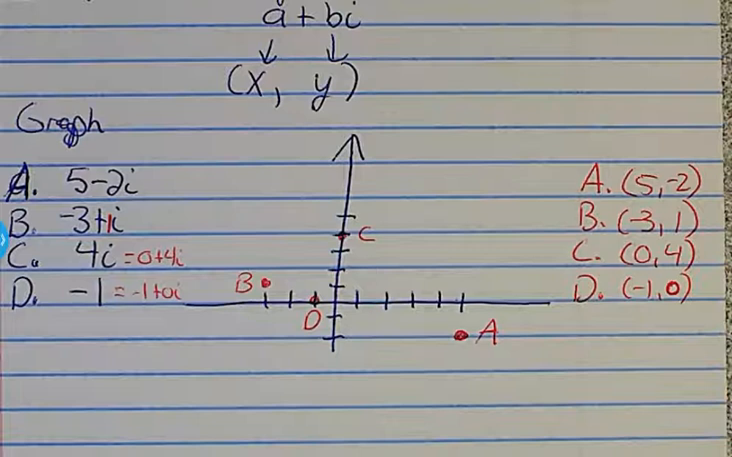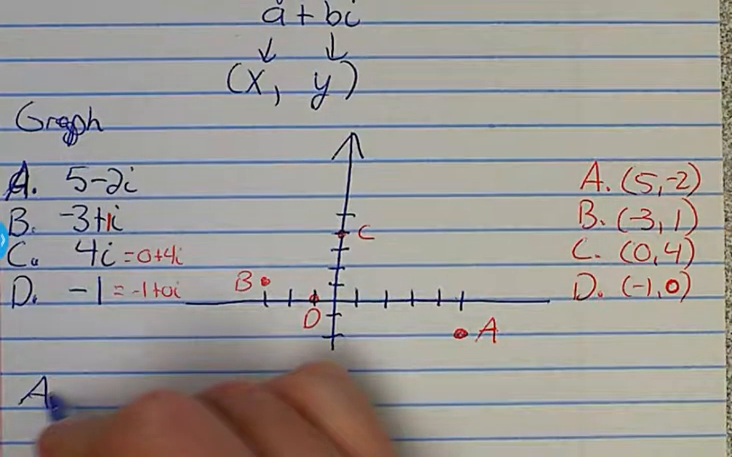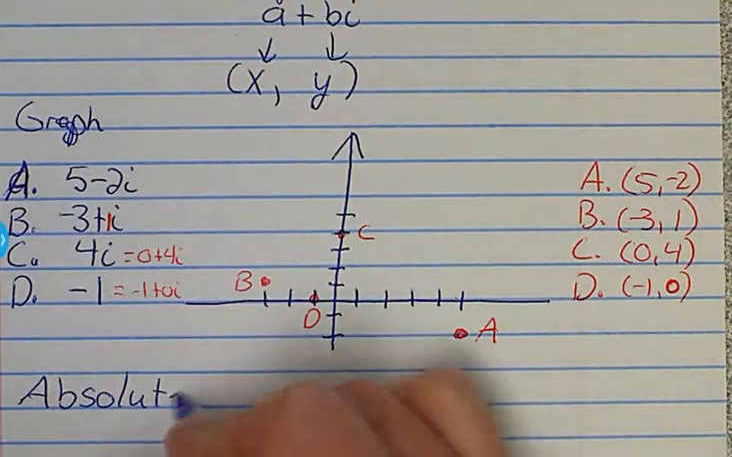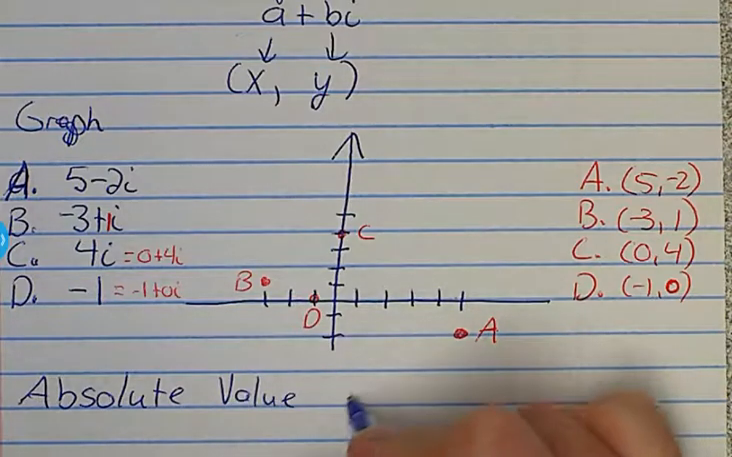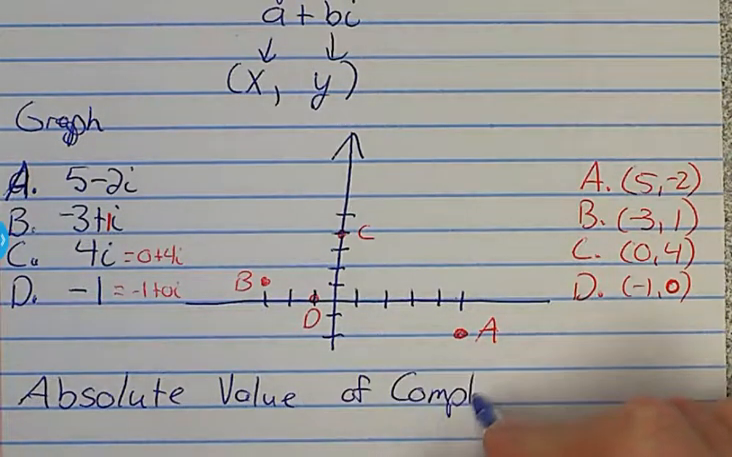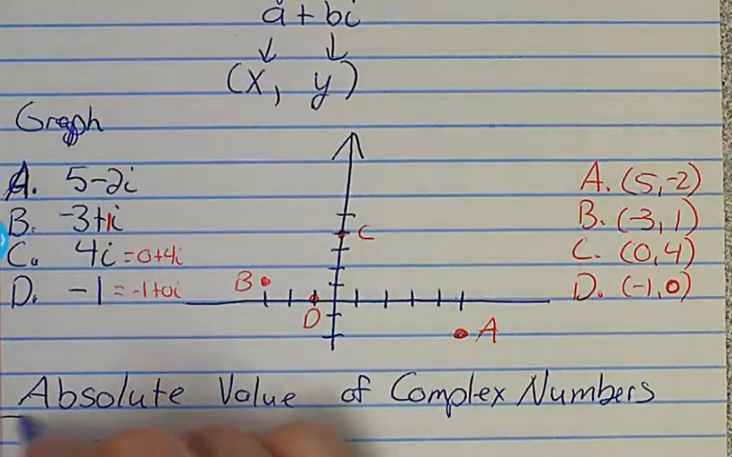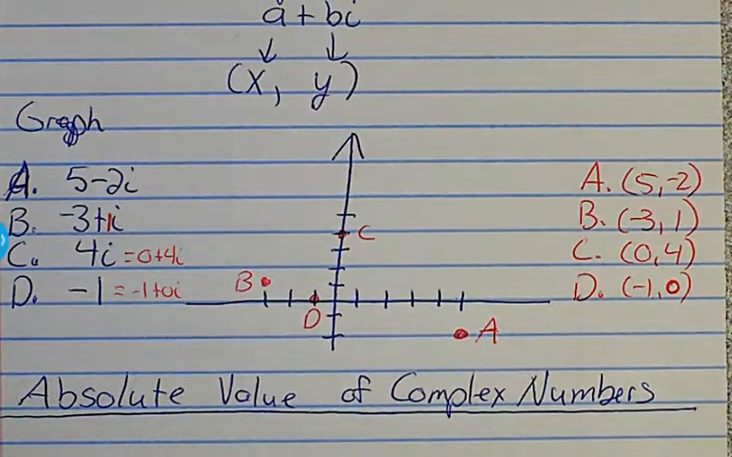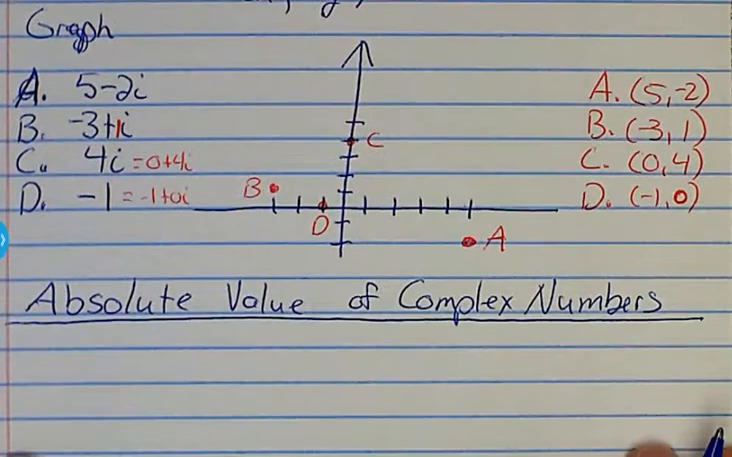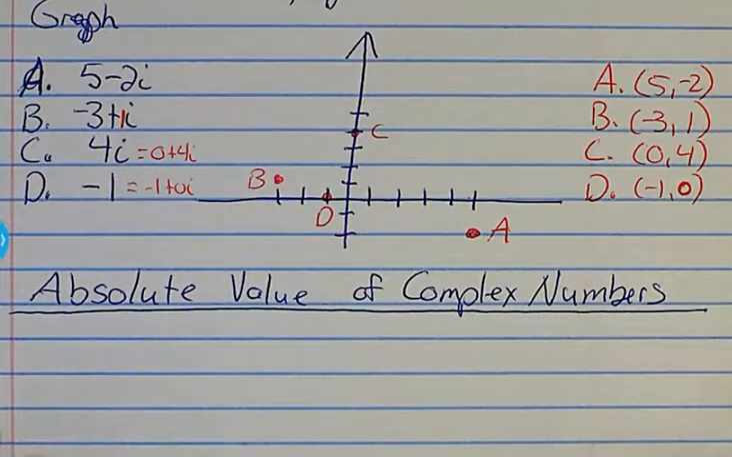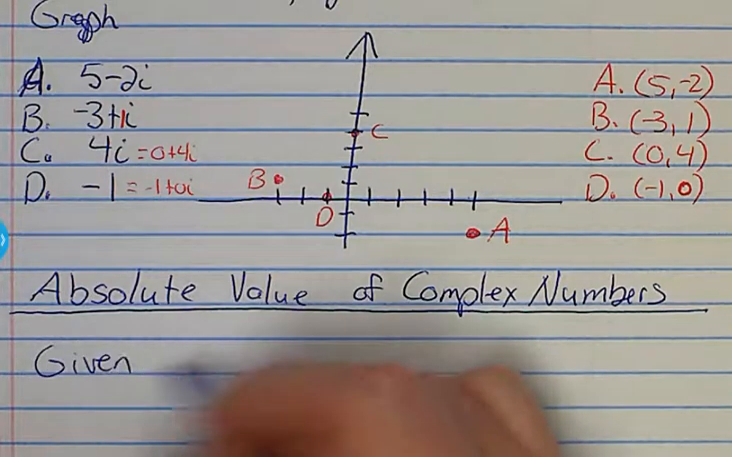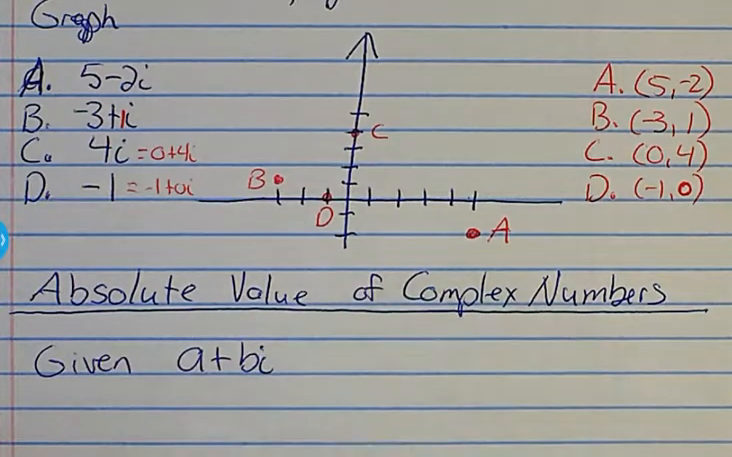Okay, now one more thing with just a basic setup here. After they've had you just get a number in complex form, a plus bi form, ask you to graph it, one more thing they're going to ask you to do is to find the absolute value of complex numbers. Okay, it starts off with the same thing.